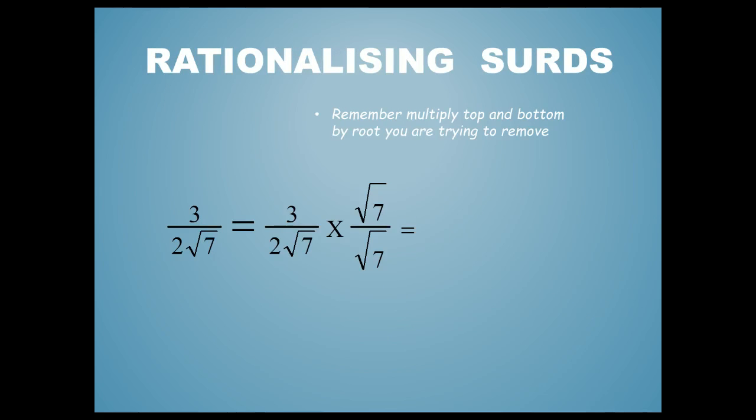If we have 3 over 2 root 7, we don't have to multiply top and bottom by 2 root 7. We just multiply top and bottom by the root 7. If I do that, I get 3 root 7 over 2 times root 7 by root 7, which is root 49. Root 49 is 7, so we get 3 over 2 times 7, which is 3 root 7 over 14.